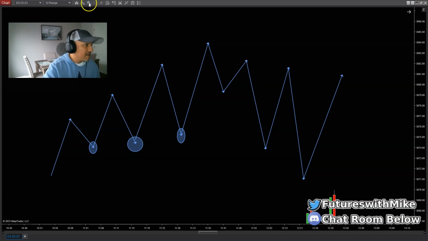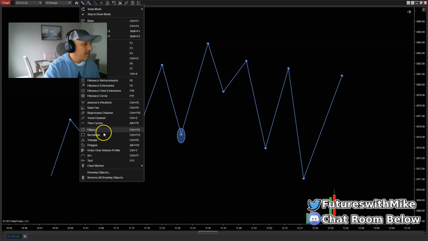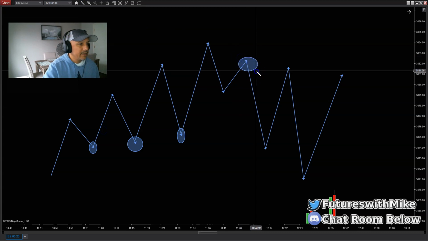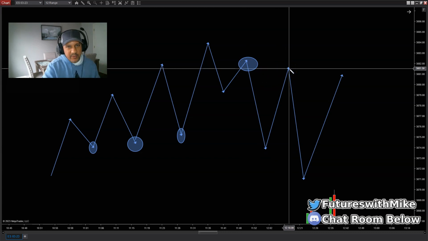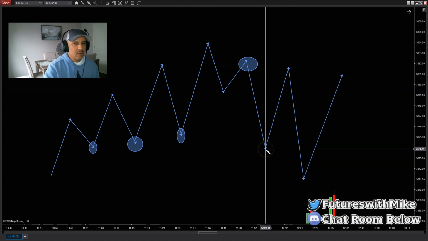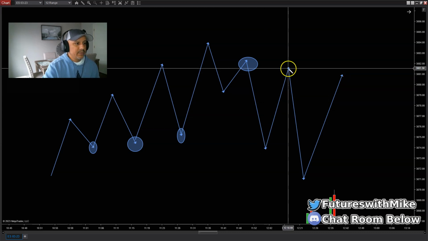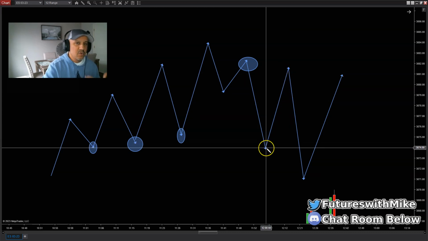Okay, so we'll take our ellipse and we'll mark that area right there. Pulls back, boom, lower high, supply. Once we get the rejection, the failure, where are we looking to take price down to? To the most recent low, right here. Okay, the most recent low. Get the rejection, take it there because there's liquidity.